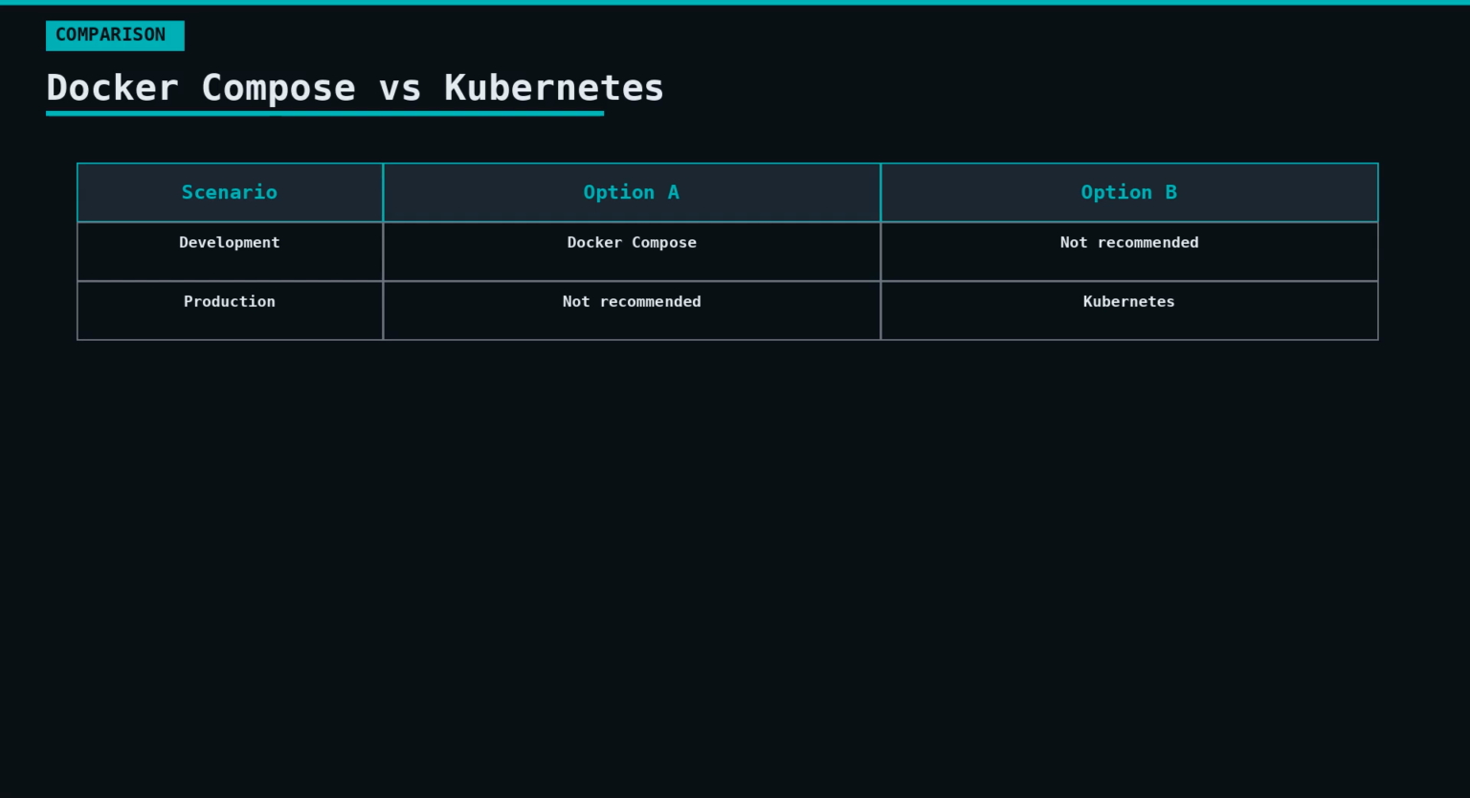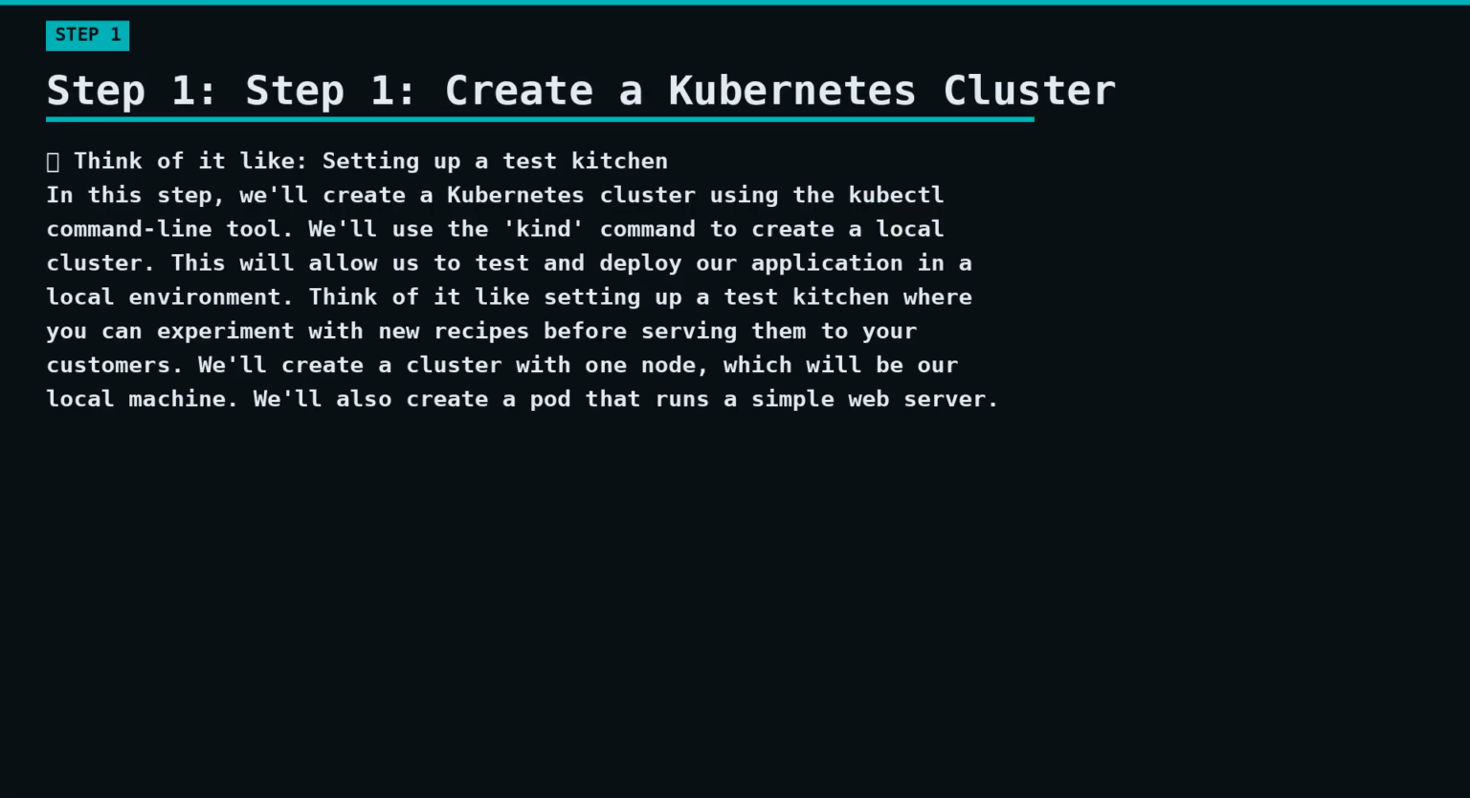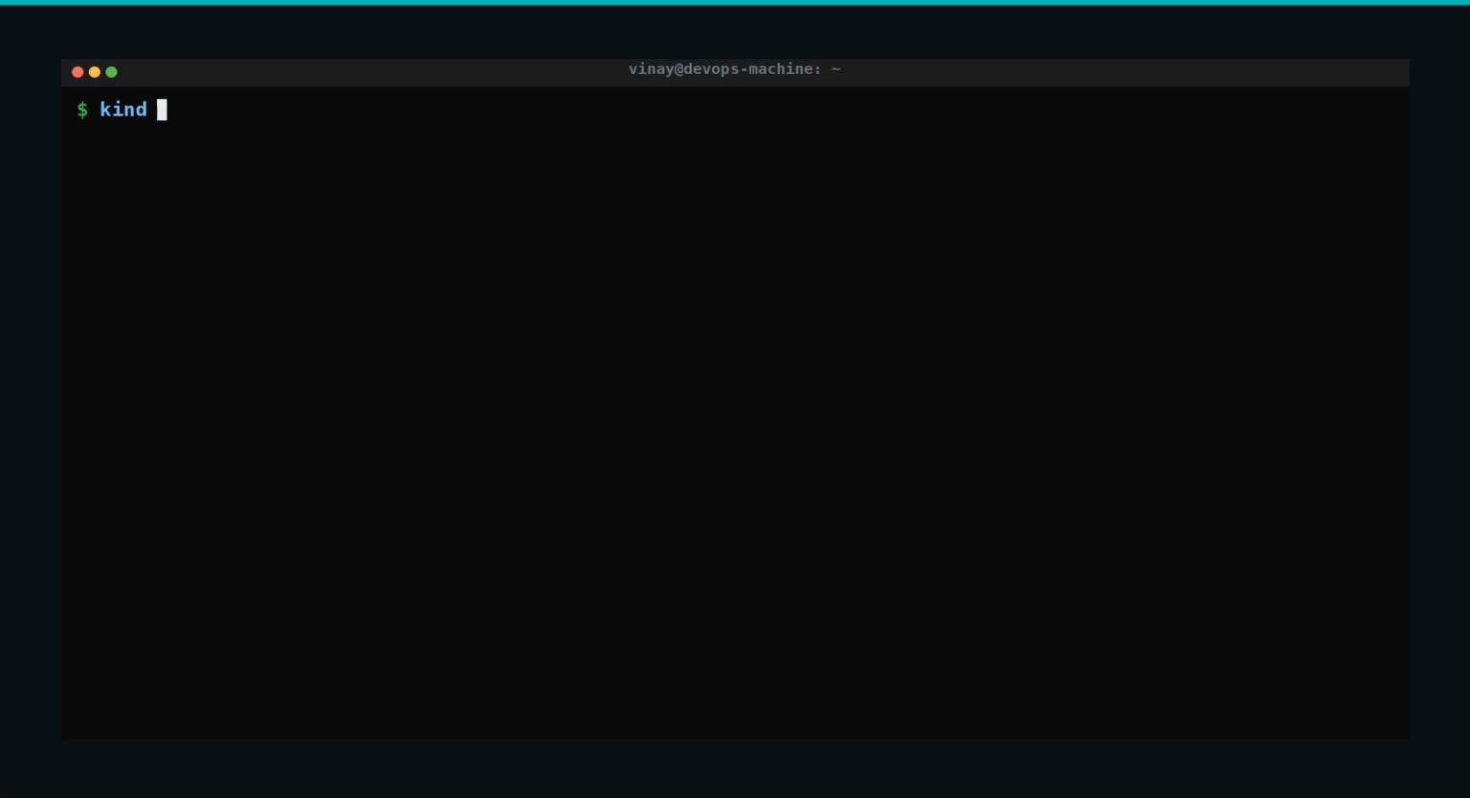In this step, we'll create a Kubernetes cluster using the kubectl command line tool. We'll use the kind command to create a local cluster. This will allow us to test and deploy our application in a local environment. Think of it like setting up a test kitchen where you can experiment with new recipes before serving them to your customers. We'll create a cluster with one node, which will be our local machine. We'll also create a pod that runs a simple web server.